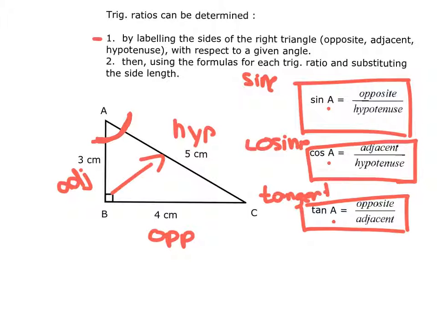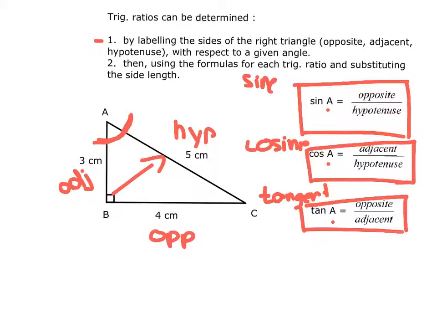And I'm going to show you a short form of how to memorize them. I'll go to the next slide after. So we say SOH: sine equals opposite over hypotenuse. CAH: cos equals adjacent over hypotenuse. TOA: tan equals opposite over adjacent. So it always equals the same.